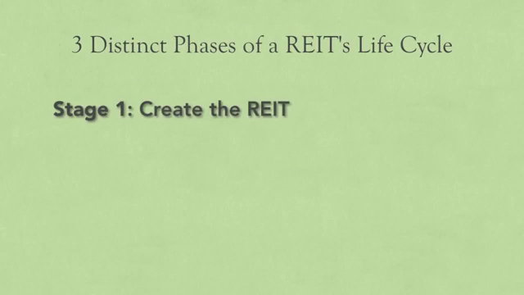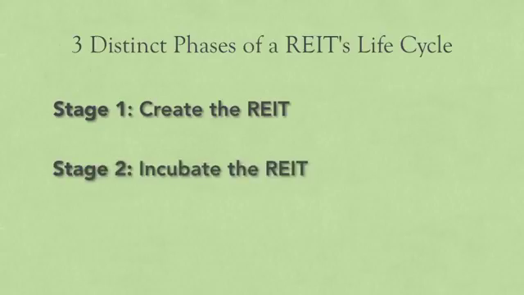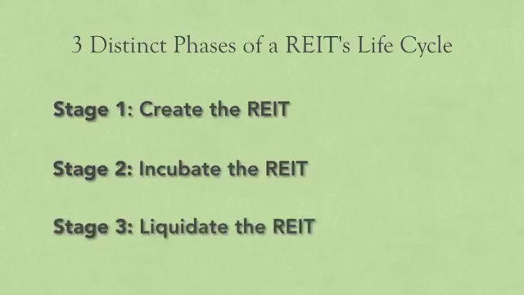Now that you understand the basics of a REIT, I would like to explain the 3 distinct phases of a REIT's life cycle. Stage 1, the REIT is open to new investors. During this phase, as the money comes in, the REIT immediately begins to buy income-producing properties. Stage 2, the REIT pays a monthly distribution to shareholders. Stage 3, the REIT closes to new investors and begins looking for the best exit strategy to produce a liquidity event.